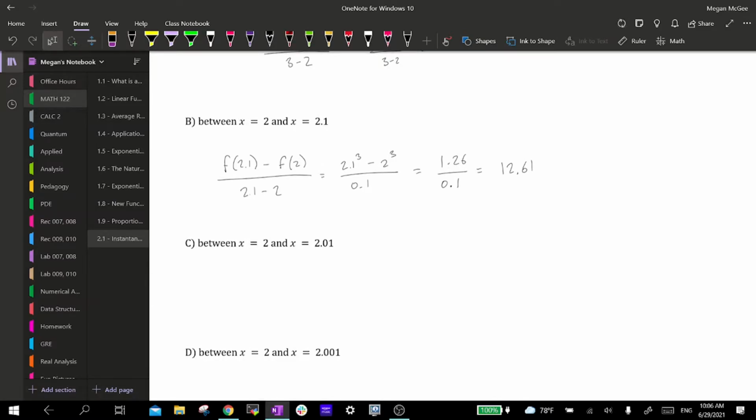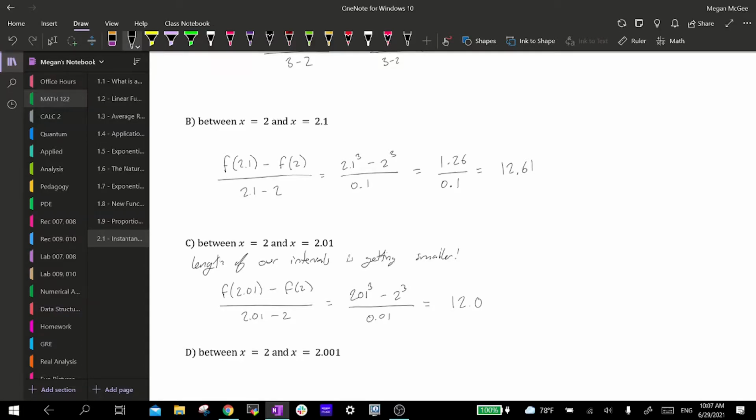Okay, let's go ahead and look at part C. So x is equal to 2 and x is equal to 2.01. So if we notice what's happening here, the length of our intervals is getting smaller or shorter, however you like to think of it. Alright, so let's keep going. We have f of b, which is 2.01 minus f of 2 over 2.01 minus 2. So now we'll have 2.01 cubed minus 2 cubed over, well, 2.01 minus 2, that's going to give us 0.01. Which will come out to be 12.06.